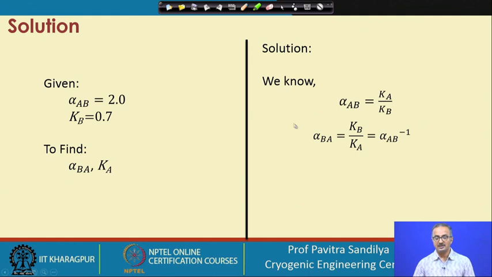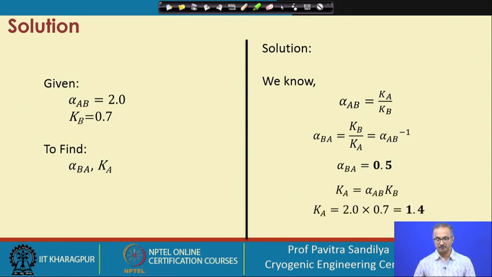Here we have the solution. Alpha AB is defined as Ka by Kb, whereas alpha BA is Kb by Ka. That means alpha BA is the reciprocal of alpha AB. So, to get the value of alpha BA, I simply take the reciprocal, 1 by 2, which gives 0.5. This is the relative volatility of B with respect to A. And now we find the value of Ka. Ka is alpha AB into Kb, so we put these values: 2 into 0.7 gives us 1.4.